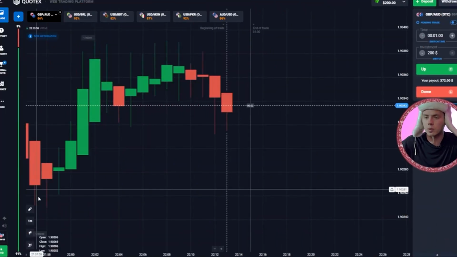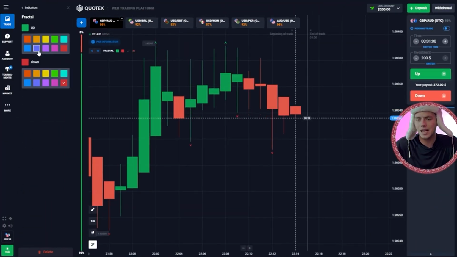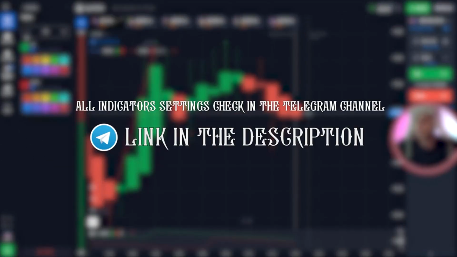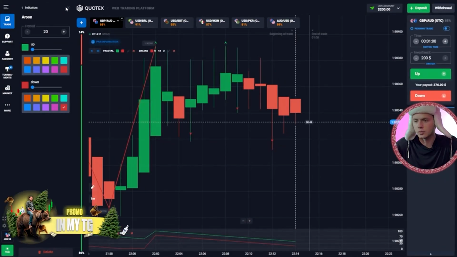So right now what I will do is set up the workspace. Let's choose the indicators first. Okay, here we have fractal, zigzag. Okay, Aroon, yeah, very good.